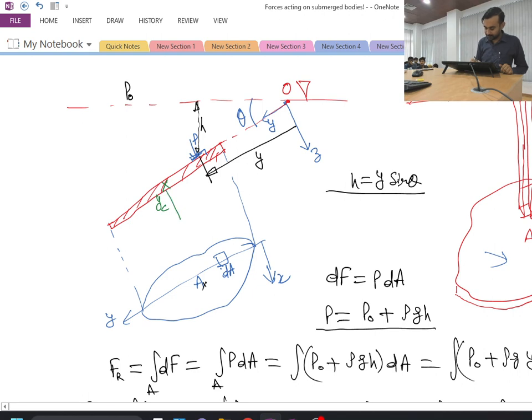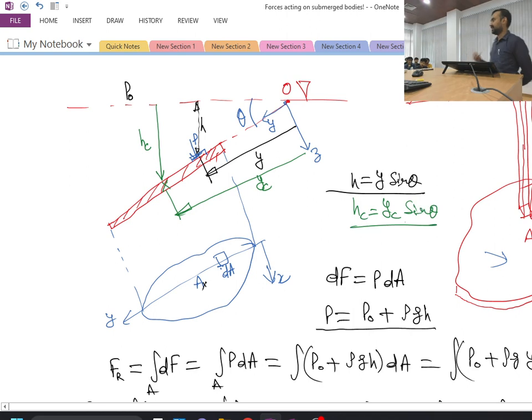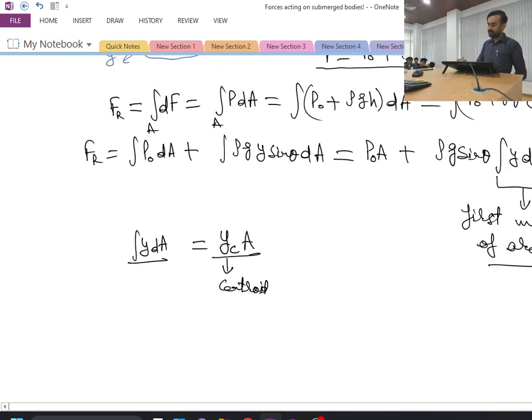So I can say that this particular distance, let me represent it like this, this particular distance from point O is nothing but my yc. Okay, and let us consider that corresponding to this yc point, we have this depth as hc. So at the centroid, whatever the depth of the centroid is, that we are defining as hc. So once again I can write that hc will be equal to yc into sin theta. Fine. Okay, so let me make this replacement in this particular equation.